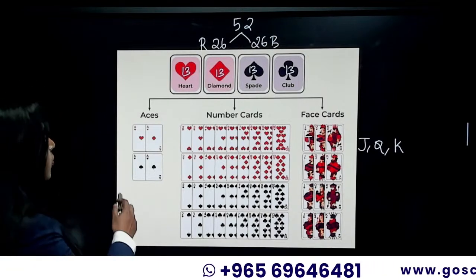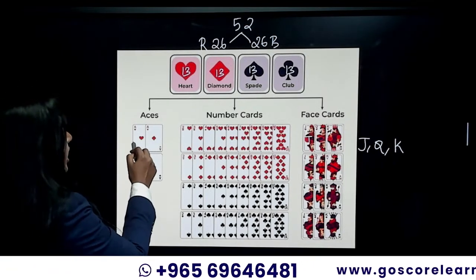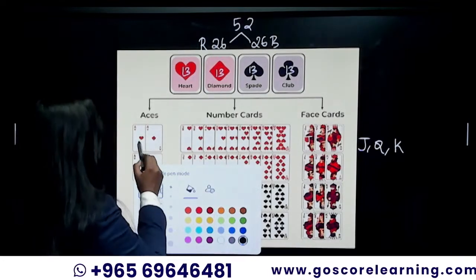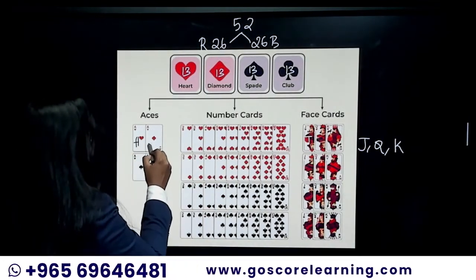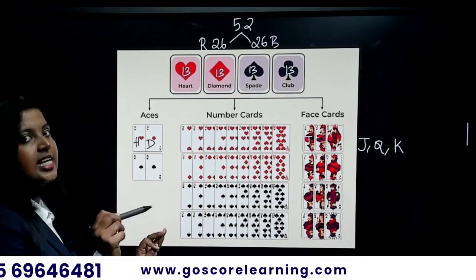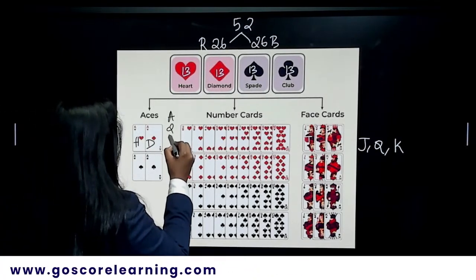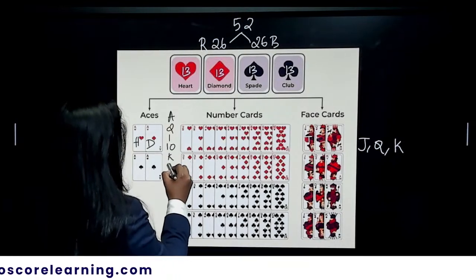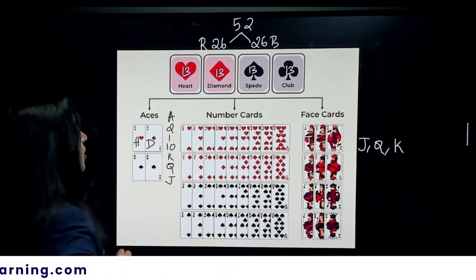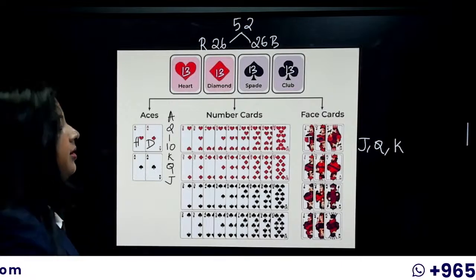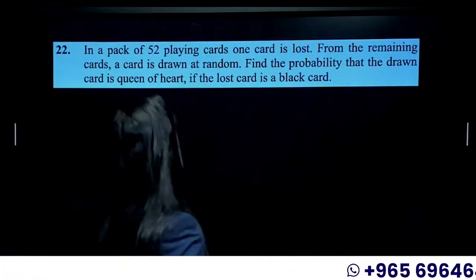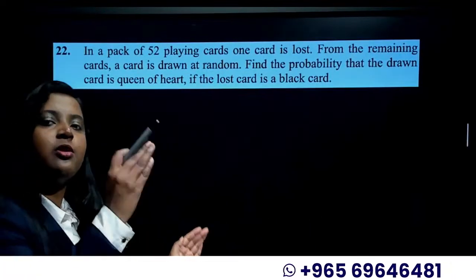Here two aces are shown, one ace card for heart and one for the diamond. In a set, it will be one ace, then 2 to 10, and then J, Q, K. There is a single ace card. Okay, so coming back to the question.